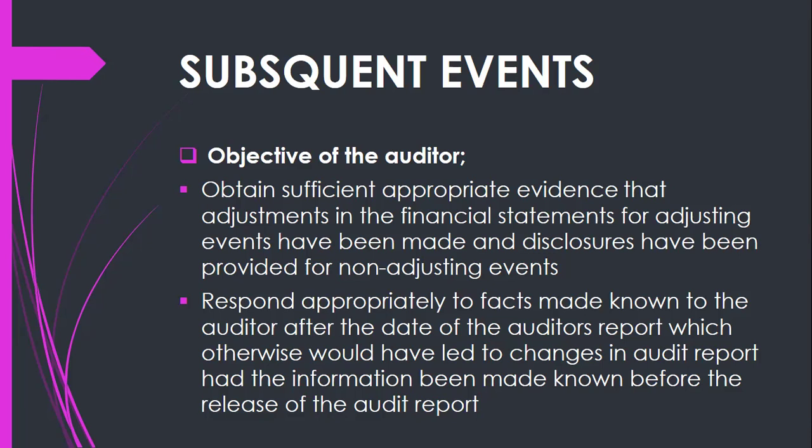Because remember, adjusting events need adjustments to be done. They need to be provided for in the statement of financial position or any other item in the financial statements. Then for non-adjusting events, a disclosure is what is supposed to be made, right? So now the auditor's job is to make sure that it obtains sufficient appropriate evidence that those adjustments which are required are provided for, and those disclosures which are also required with respect to non-adjusting events are also provided for.